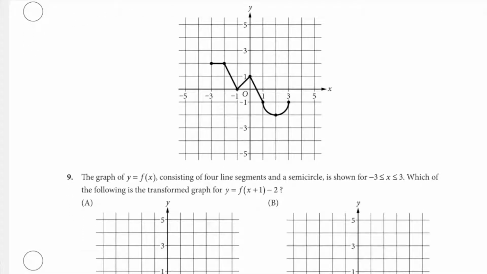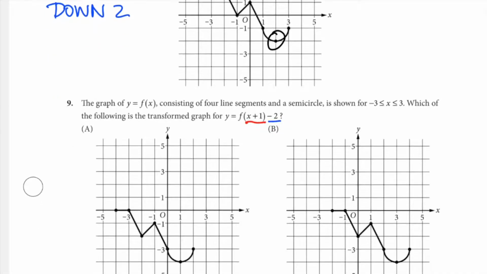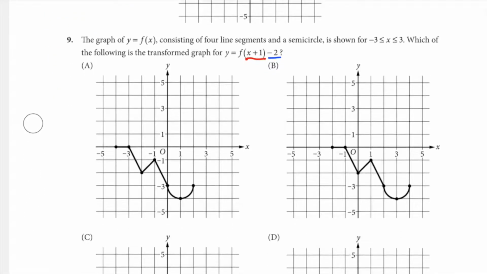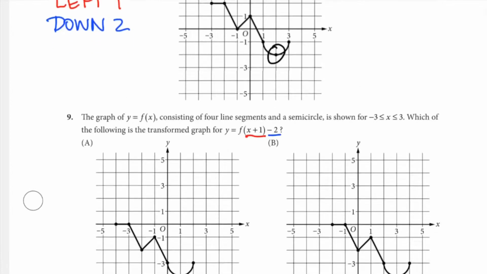Okay, transformed graph, f of x plus 1 minus 2. So I'm going to go left 1 and down 2. I'm going to just try to follow that point right there, the bottom of the circle. And so if I go left 1 and down 2, I should be at 1 and negative 4. There it is. I think that was A. Yep.